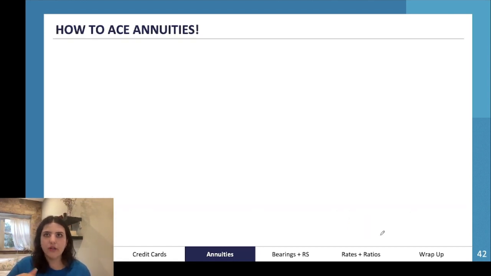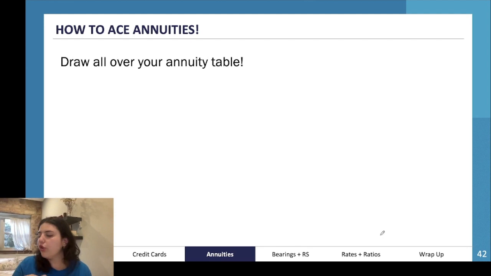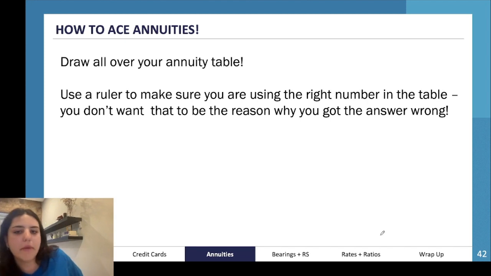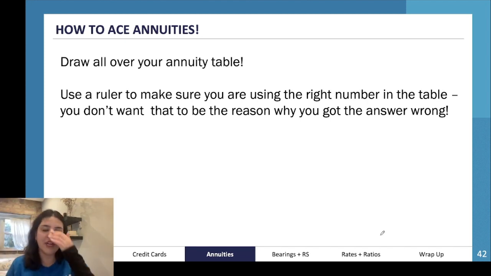Okay, how do you ace annuities? Draw all over your annuity table. Make sure that you're using, if it's a really big table, use like a ruler or like dotted lines to make sure that you're choosing the right intersecting value. Like it says there, use a ruler to make sure you're using the right number. You don't want to just choose the wrong value from the table and then like get the entire question wrong.